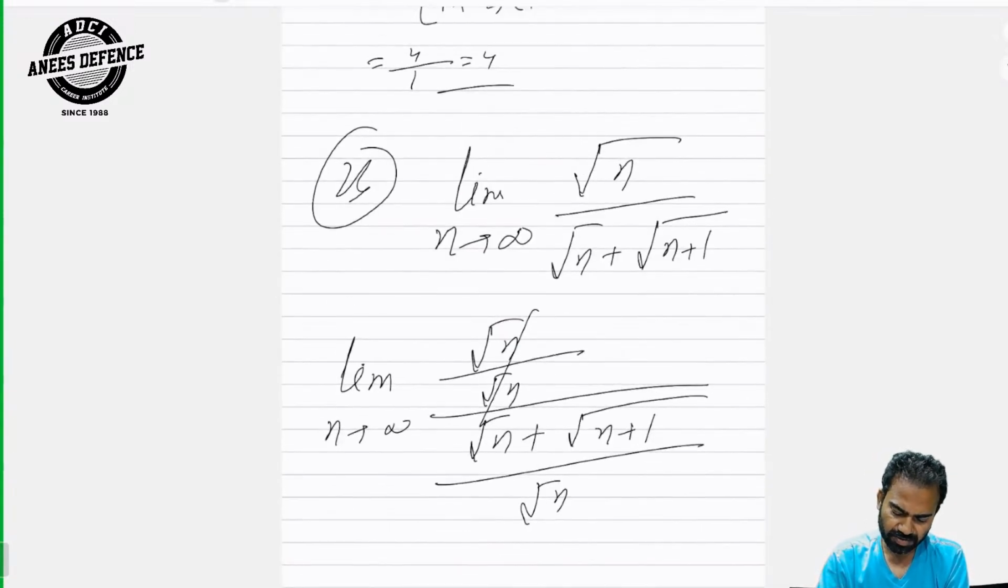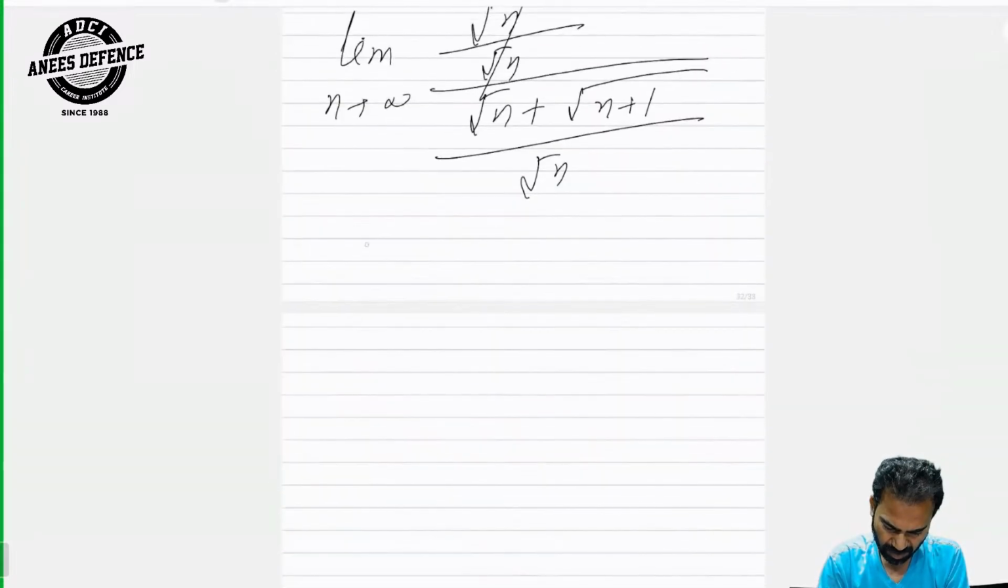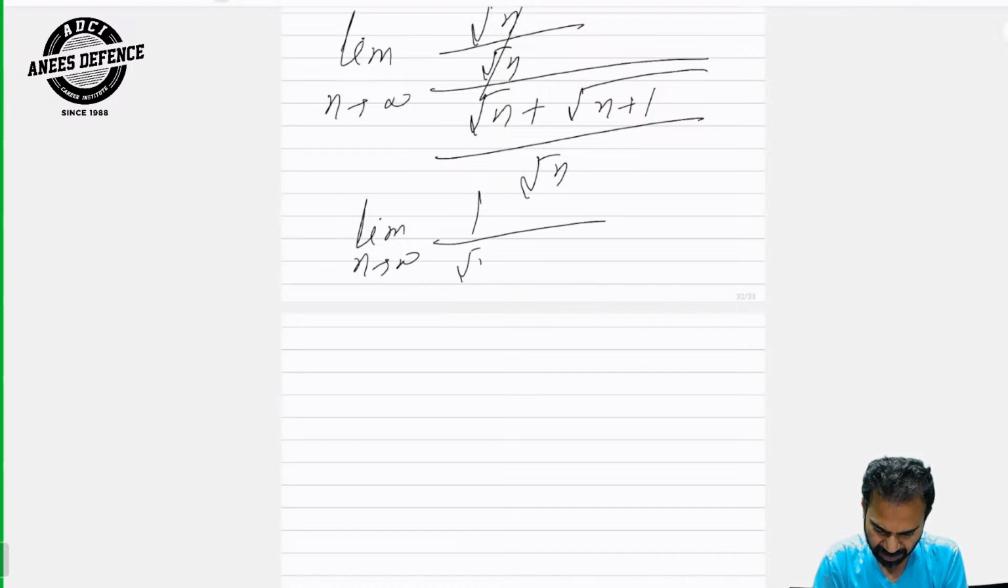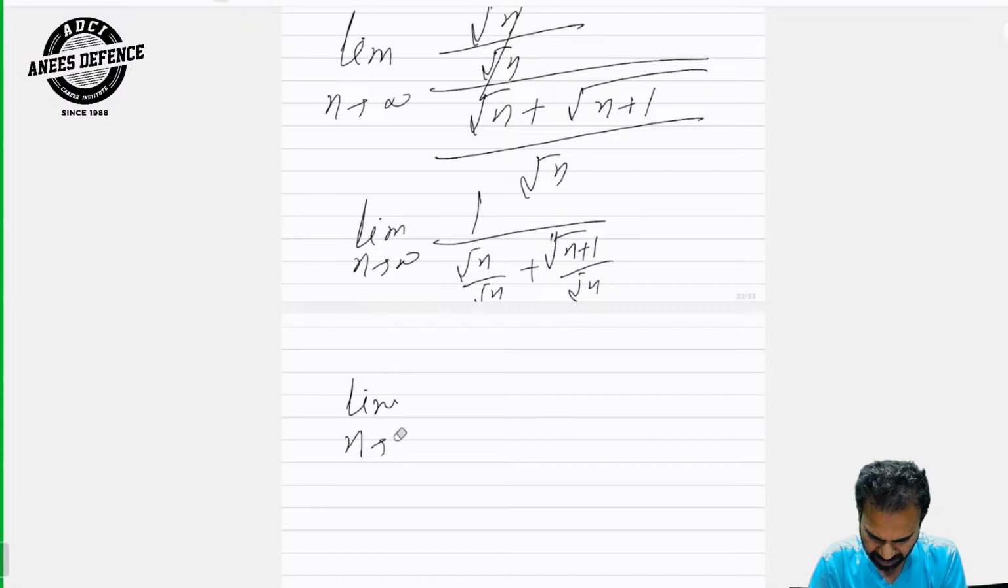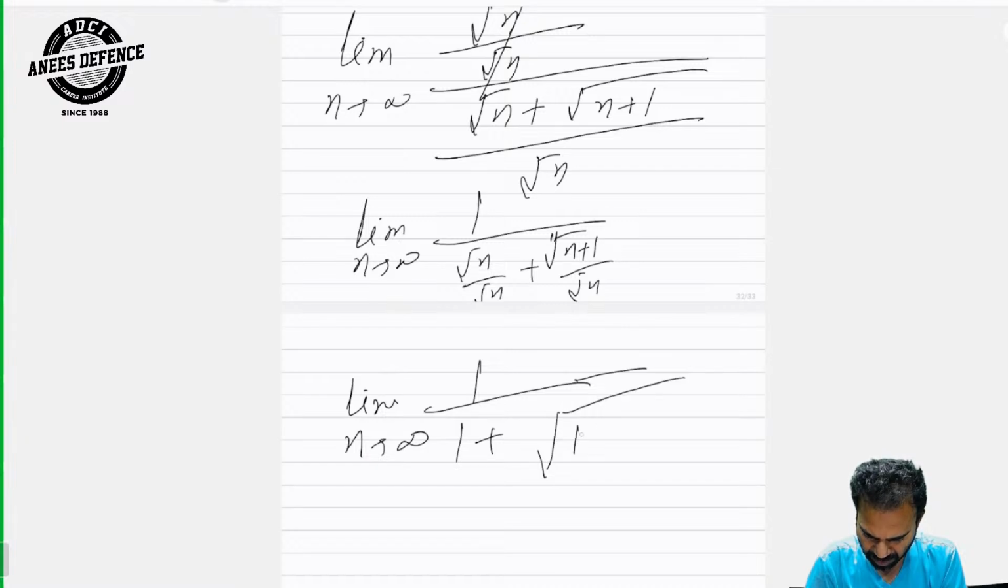This will cancel out. 1. Now this will be separate: n root n upon n, plus root n plus 1 upon root n. Any problem? Limit n tends to infinity. This will cancel out. 1. This is under root n plus 1 upon n. Any problem?